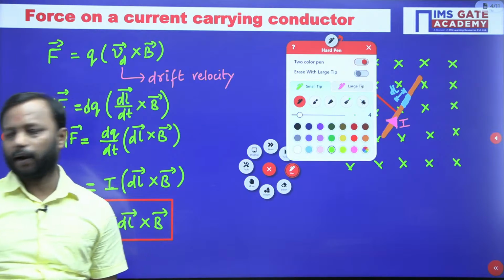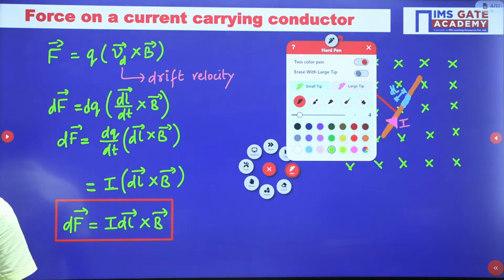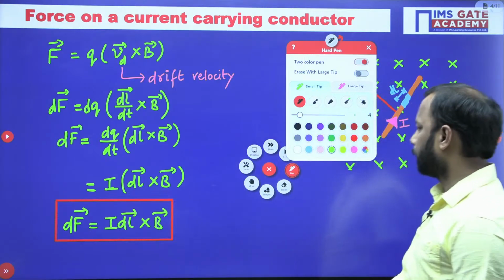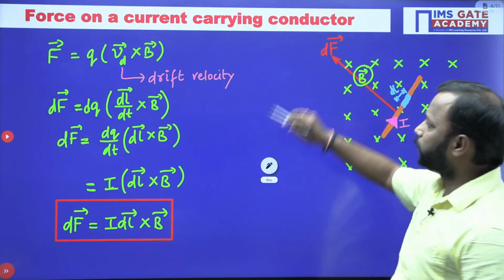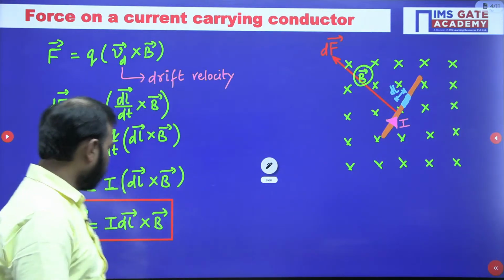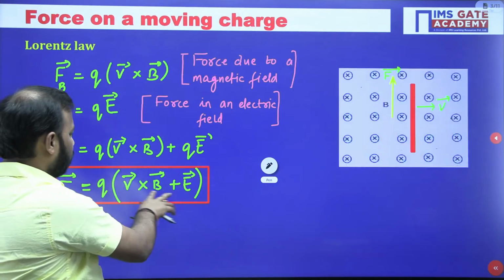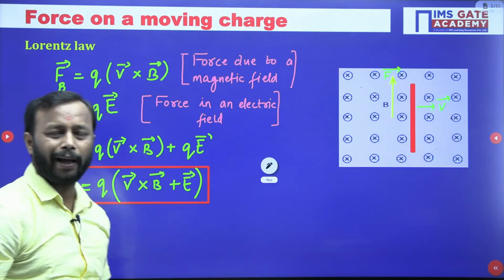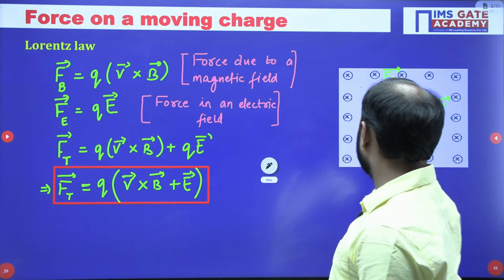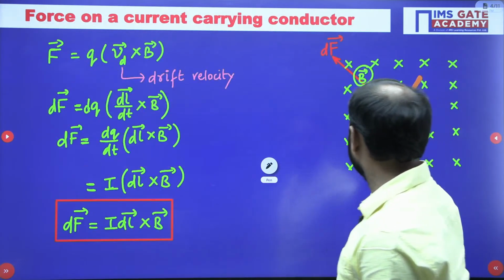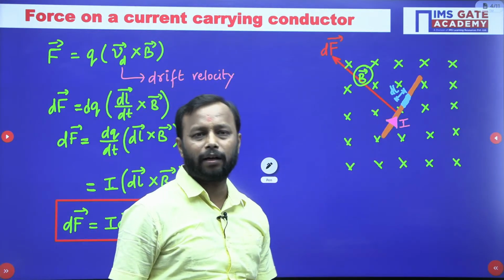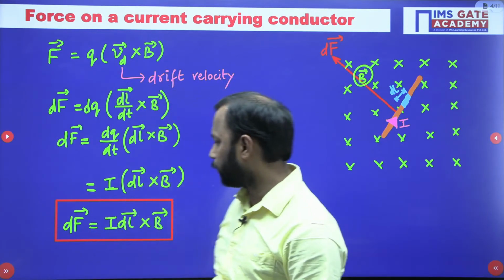Any doubt, my friend? Any doubt? Clear? So this is the force on a current carrying conductor. Please do remember this. This is the force in the presence of a magnetic field when the conductor is moving, and when the same conductor is carrying a current I, it is going to have a force like this.